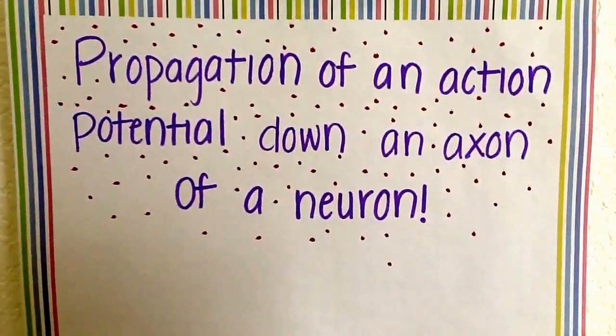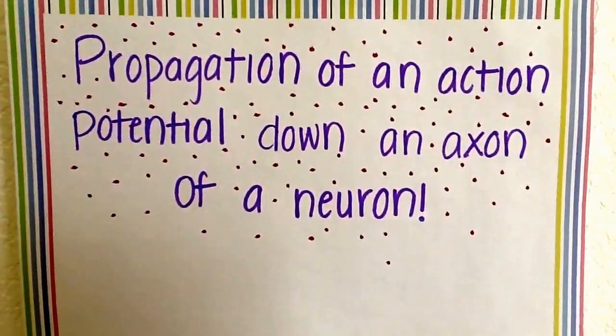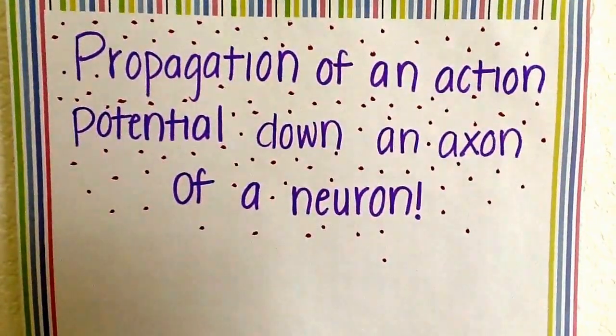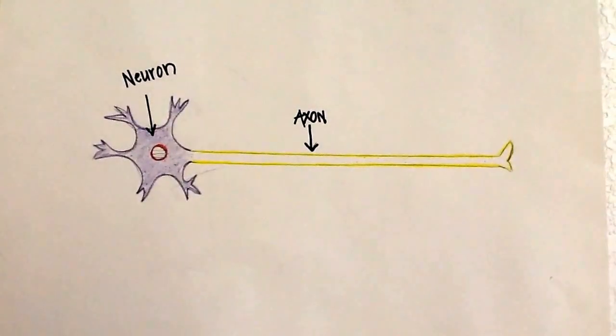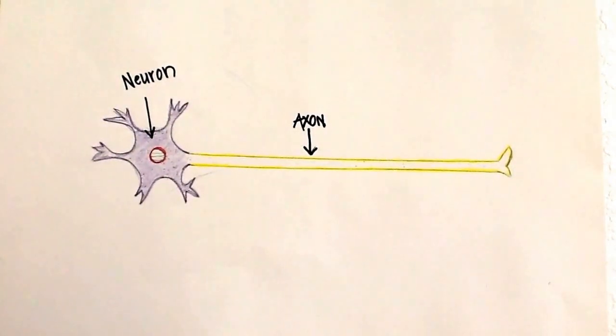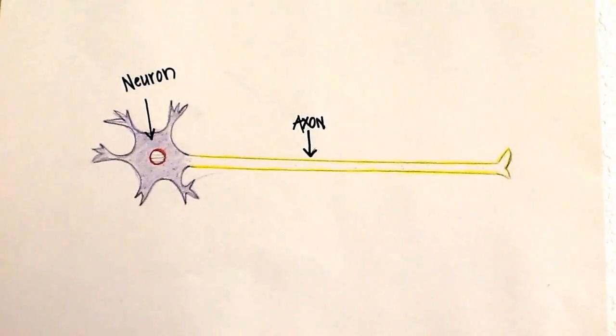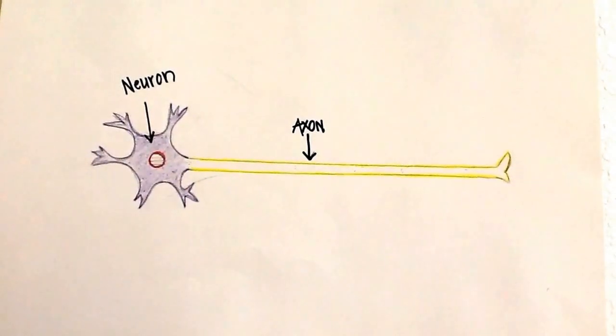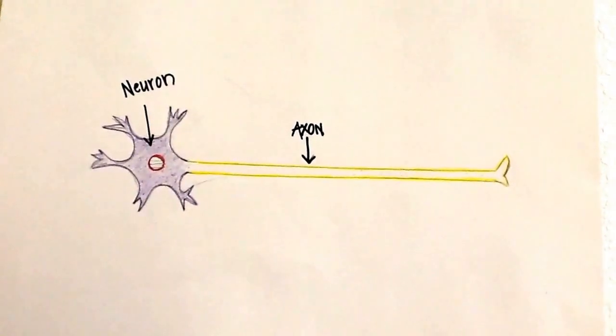This right here is the video to show the propagation of an action potential down an axon of a neuron. To begin, this here itself is an axon, and this is a neuron. An action potential occurs on a neuron on the axon, and on the axon, this all happens at the nodes of Ranvier.